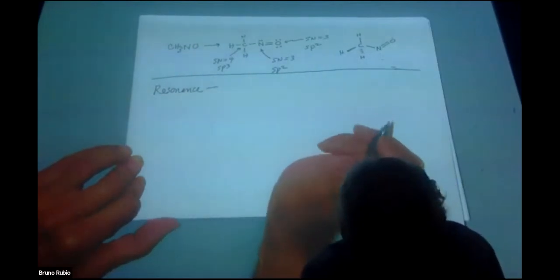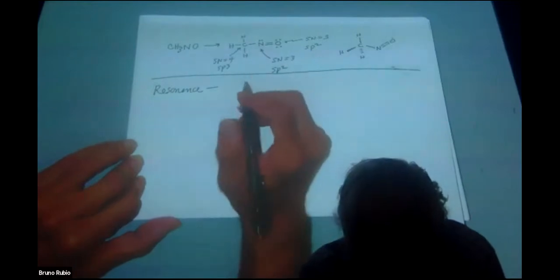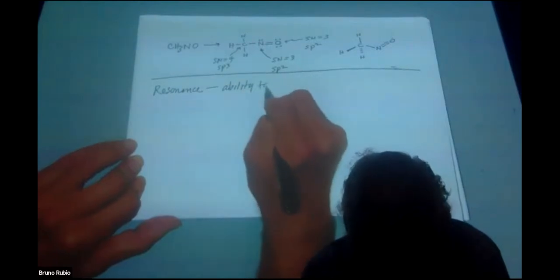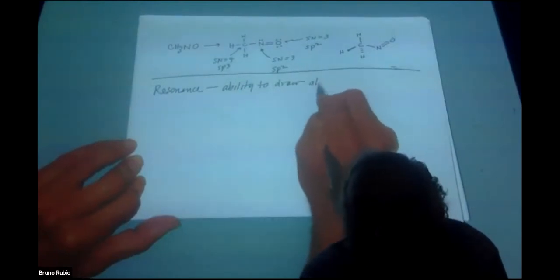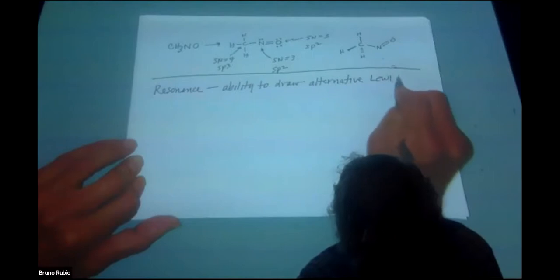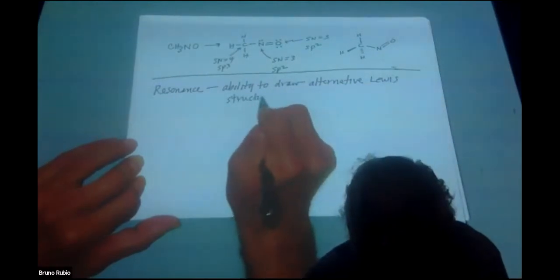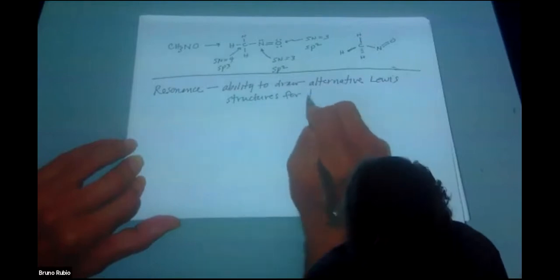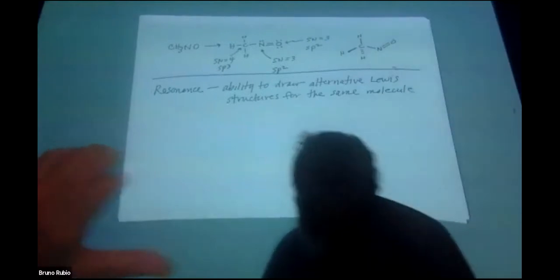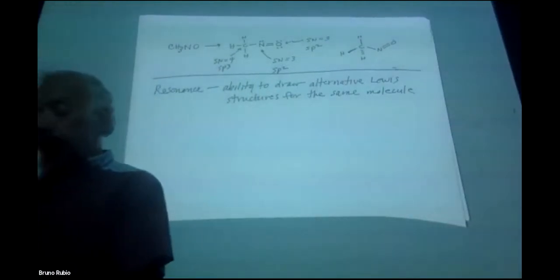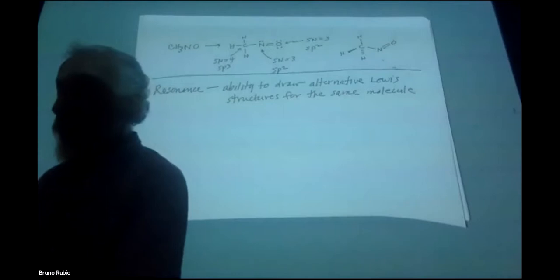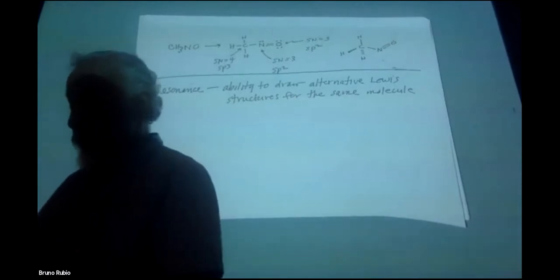Okay, so let's talk about resonance. What is resonance? Resonance is the ability to draw alternative Lewis structures for the same molecule. So we have all of these rules about drawing Lewis structures, but we'll see that for many molecules, we can come up with more than one Lewis structure.